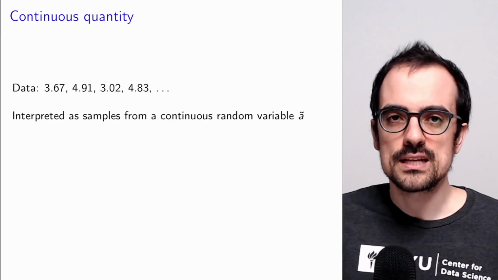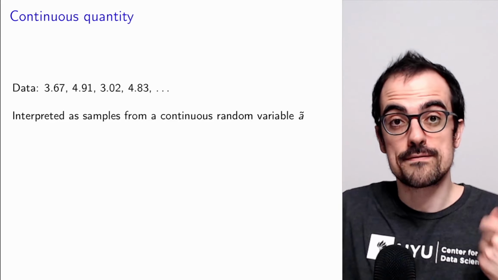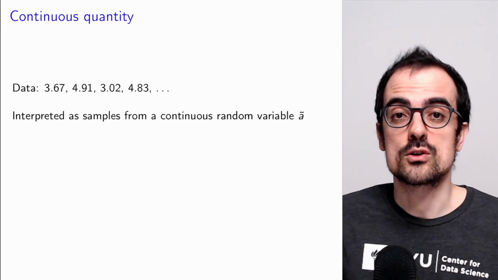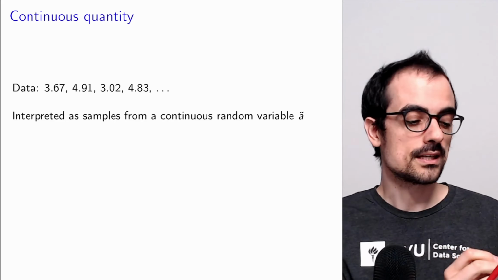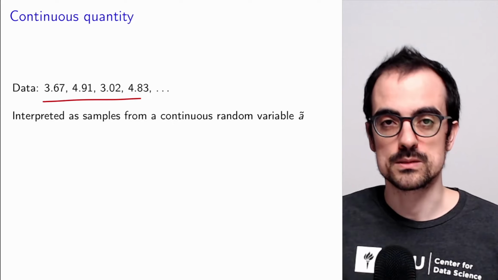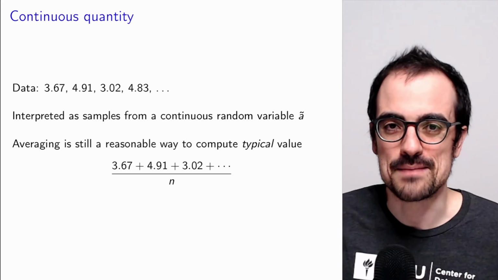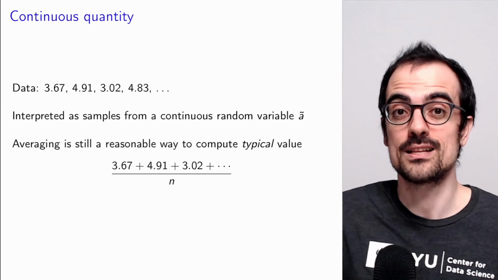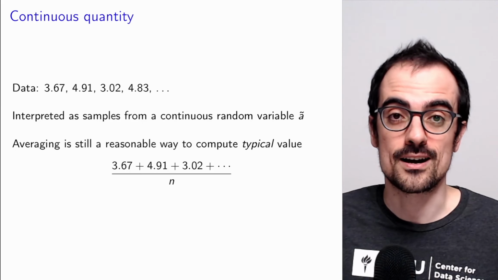All right, so we have seen how we can define averages of discrete random variables or functions of discrete random variables or discrete random vectors. What if we have continuous quantities? So now consider a data set that has these real values that can be interpreted as samples from a continuous random variable A. In order to compute the average, we can do exactly the same thing. We just sum up all the values and divide by the number of data. That's still a reasonable way to obtain a typical value, even if the data points are real valued.